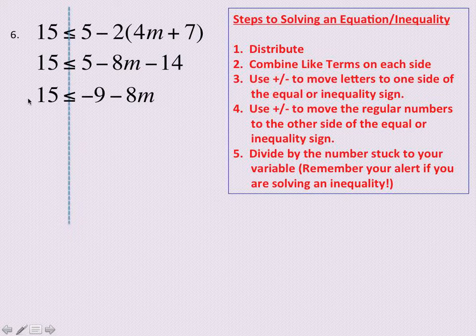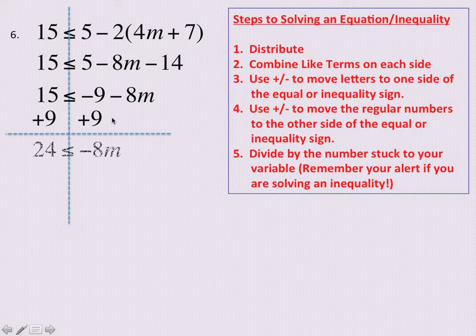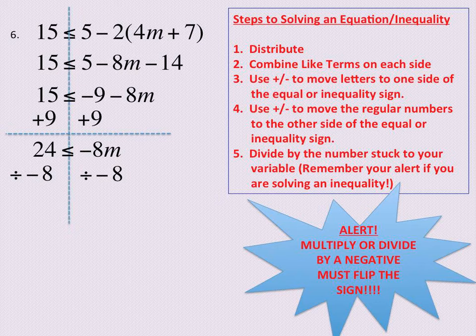There's a 15 over here. There's a negative 9 over here. So I got to get this over there to get them away from the m's. So I'm going to add 9 to both sides. I got 24 is less than or equal to negative 8m. I got all my m's on the right, all my numbers on the left, so I can divide by the number stuck to the letter. Divide by negative 8. Alert, alert! Divide by negative. So flip it around. 24 divided by negative 8 is negative 3. I flipped the sign because I divided by negative. Negative 3 is greater than or equal to m.